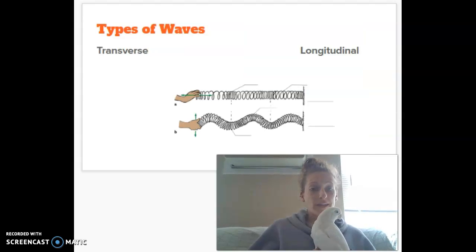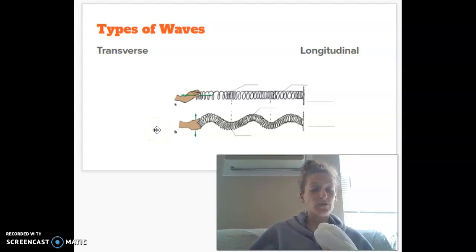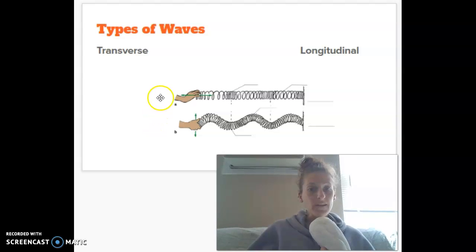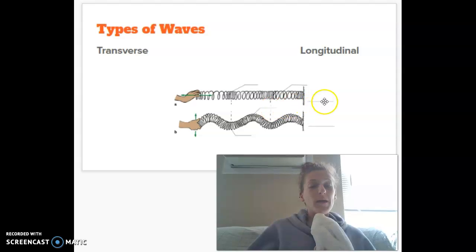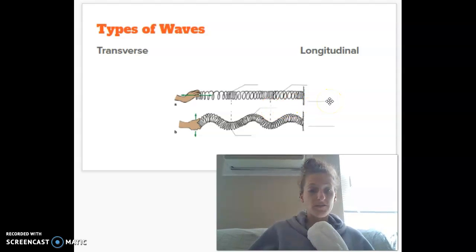When we talk about types of waves, there are two further categories. You have transverse and longitudinal. Transverse is this image right here. So we say that a transverse wave travels perpendicular to the original pulse of energy. A longitudinal wave would be something like this, and it travels parallel to the original pulse of energy.